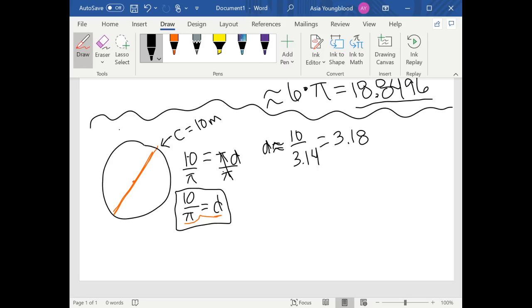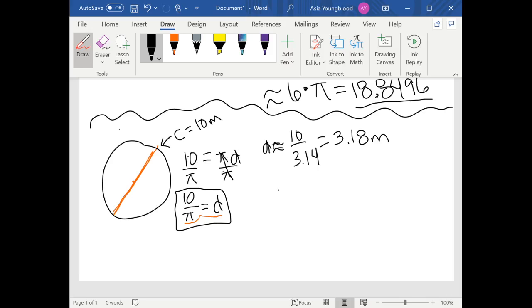Our units are still going to be meters for both of these. So 3.18 meters. If this circumference, this distance, is 10 meters, that means this distance has to be approximately 3.18 meters. This means a little bit more to us than 10 divided by pi. That's why it sometimes is helpful to write the decimal, so you can better visualize the relationship between the numbers.